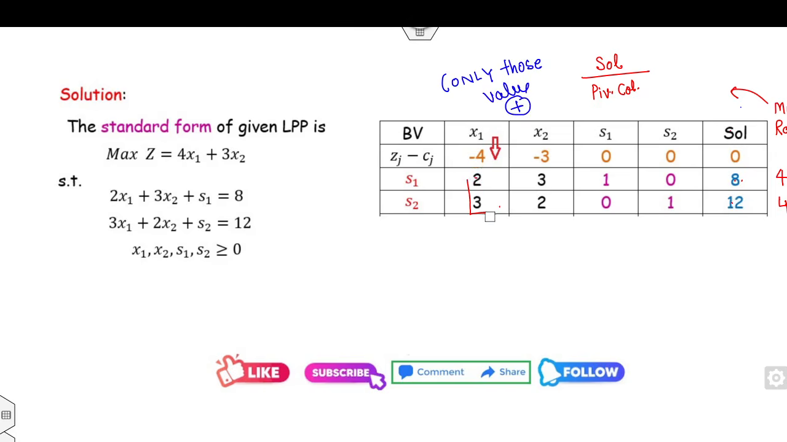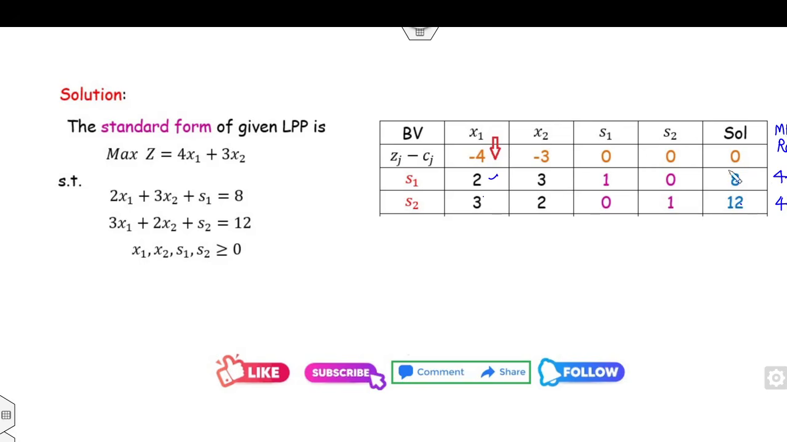What is the meaning of this positive? If I say this number is negative, for example, then you are unable to compute this ratio. You consider only those values in which the pivot column is positive. Fine. Now if I again find the minimum ratio, what is the minimum ratio? It is 8 divided by 2, 4, 12 divided by 4.